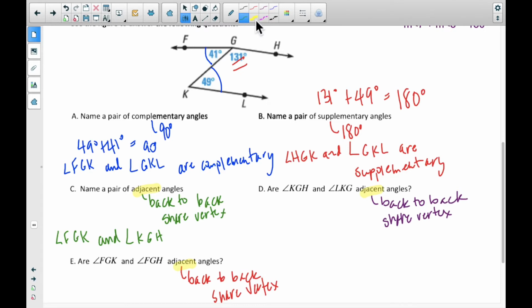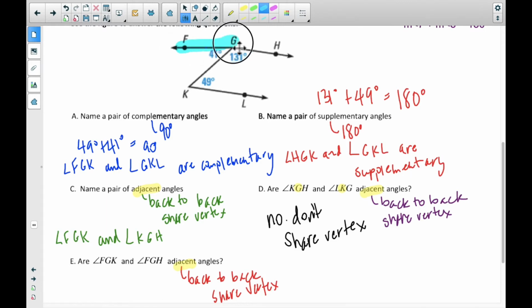So the next question, and I'm going to show you a quick shortcut to this. KGH and LKG, I don't even have to look at the diagram. I know that they're not adjacent because they do not have the same vertex. Let's take a look at what they're even asking for. KGH is right here, and LKG is right here. No, those are not adjacent. They don't share the same vertex. They're not even back to back. They're kind of overlapping. They're not adjacent.